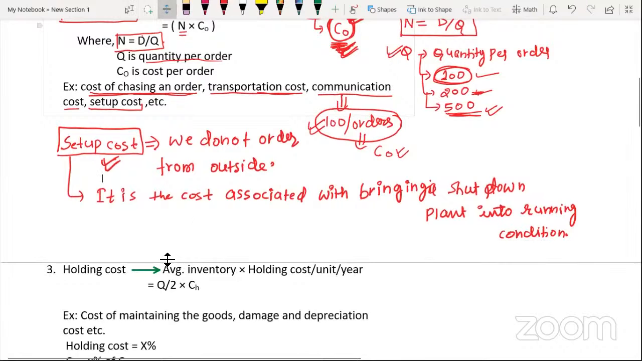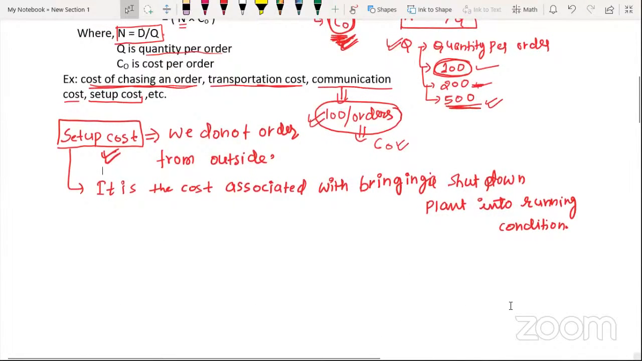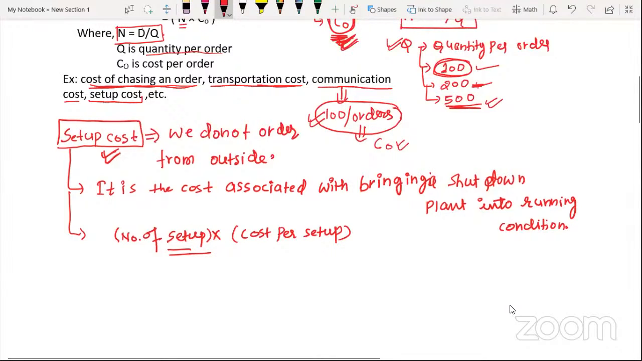So setup cost is just like ordering cost. Setup cost will be given as number of setups into cost per setup. And in the ordering cost, what was there? It was number of orders into cost per order. So the difference is nothing. You can treat the setup cost just like the ordering cost.